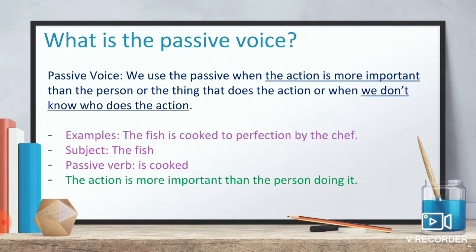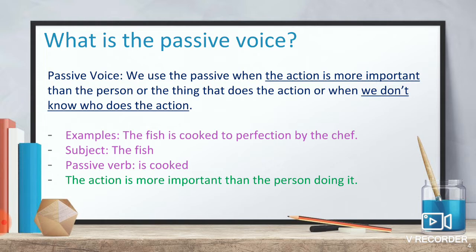So let's look at an example, the same example that I gave for the active sentence, but in the passive voice. The fish is cooked to perfection by the chef. Okay, so in the active voice, we said the chef cooks the fish to perfection. Now the chef is the subject, and what does he do? He cooks the fish. In this sentence, we see the fish becomes the subject, and the fish does not cook. It is cooked, okay, to perfection by the chef. This is in the passive voice.